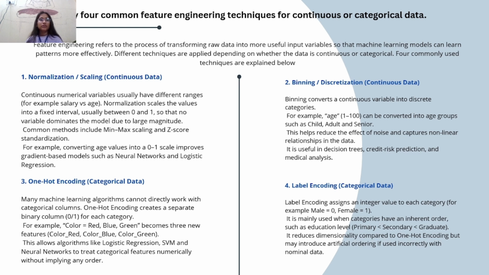So for this whole answer, we have the summary: normalization for continuous values, encoding for categories, binning for ranges, and label encoding for ordered categories. Together, these techniques improve the quality of ML models.